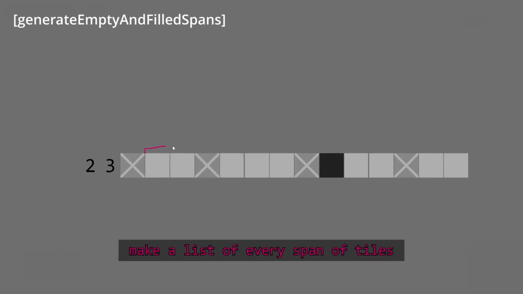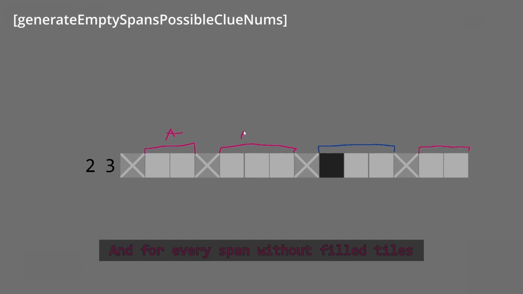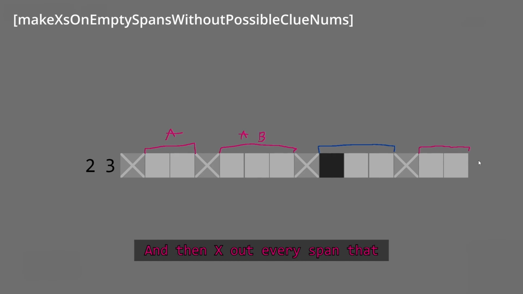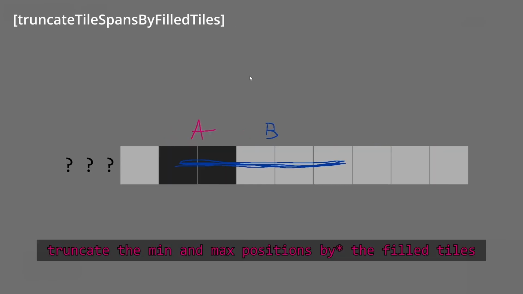Now make a list of every span of tiles that don't have X's in them, and save it based on whether it has field tiles in it or not. And for every span without field tiles, save which clues could belong to them, and then X out every span that couldn't have any clues belonging to them. Now truncate the min and max positions of the field tiles.